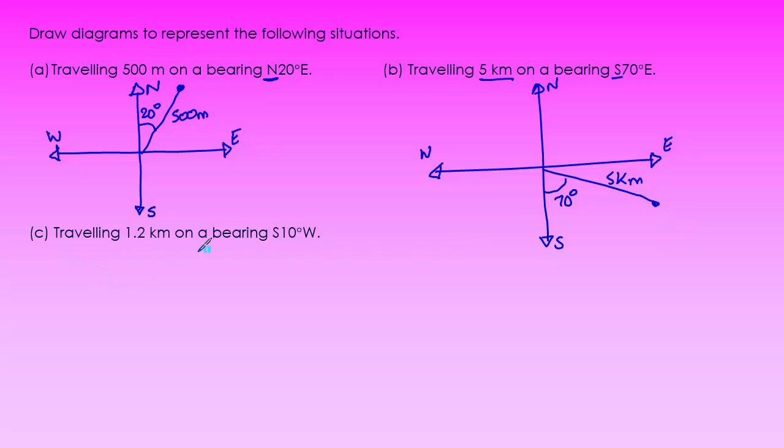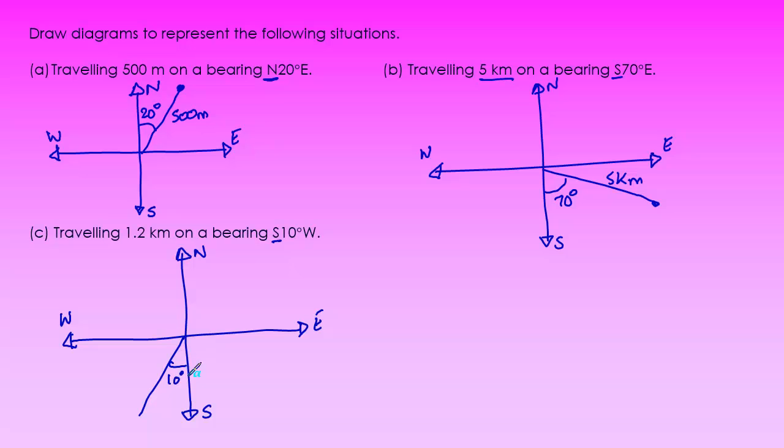1.2 kilometers on a bearing of south 10 degrees west. So north, south, west is over here and east is over here. So starting facing south, we're going 10 degrees towards the west, so that's going to be down here. Just indicate that this is 10 degrees, and this would be 1.2 kilometers.